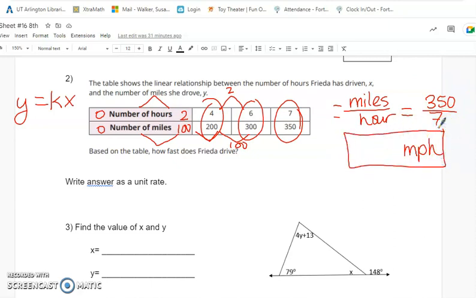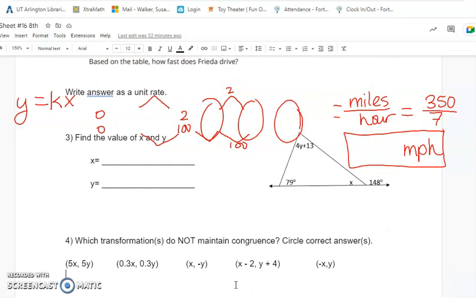Remember, this is x, this is y. Y, x. But miles per hour, we understand that that is speed. So it says write the answer as a unit rate. That's what we're doing. Unit rate means we want per 1.